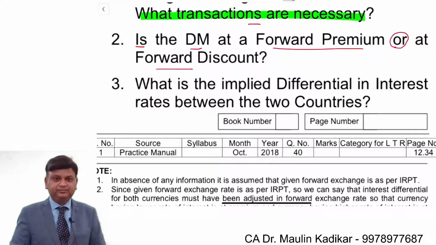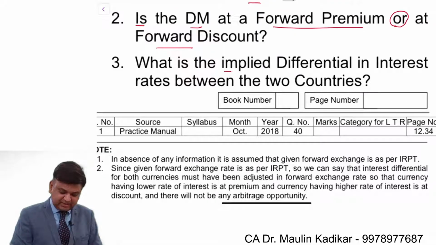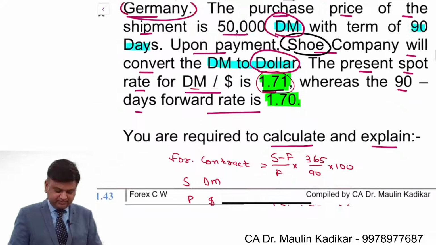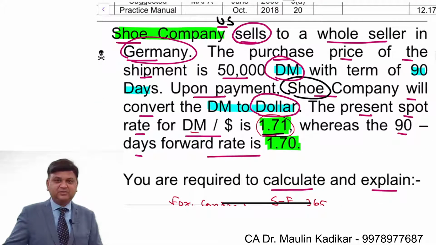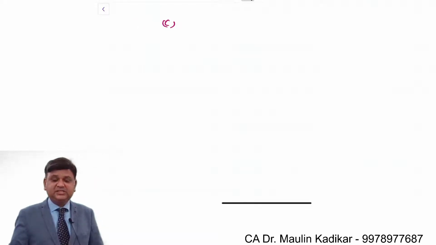Third question, we'll write all of them properly once we complete the discussion. What is the implied differential in interest rates between the two currencies? That is the question. Please tell me the answer. That is part C of the question. The question says that you are required to compute the interest differential.